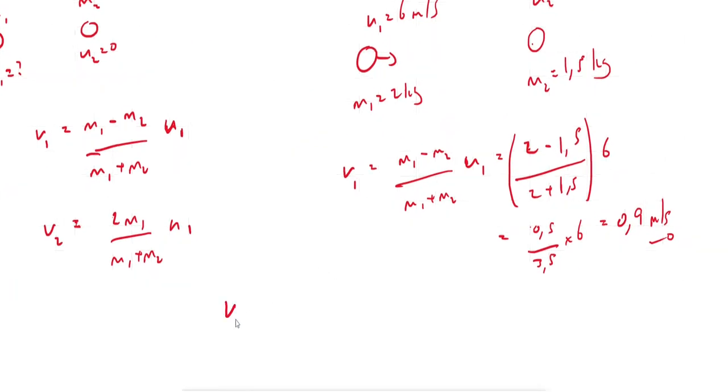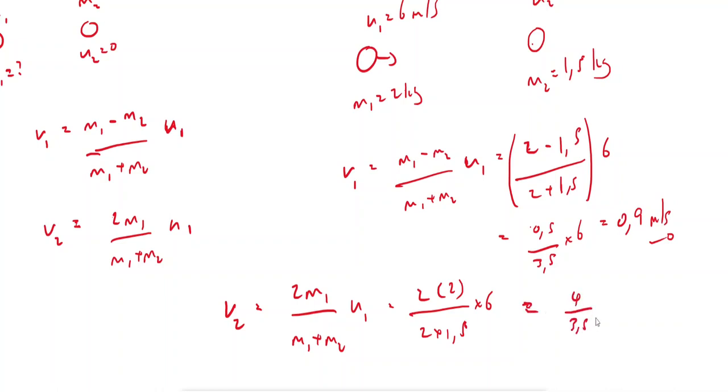So if I want to find V2, it's just going to be 2M1 over M1 plus M2, times U1. This is going to be 2 times 2, and then this is going to be 2 plus 1.5, all multiplied by 6. So basically this is equal to 4 over 3.5 multiplied by 6, and that is equal to roughly 6.9 meters per second. So both of them are going to move to the right.